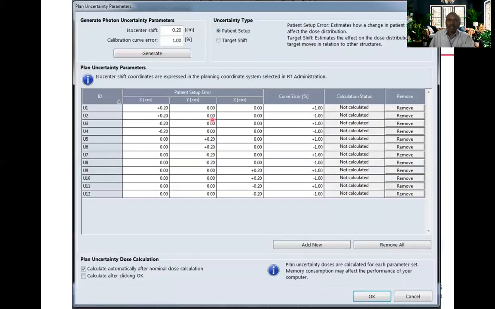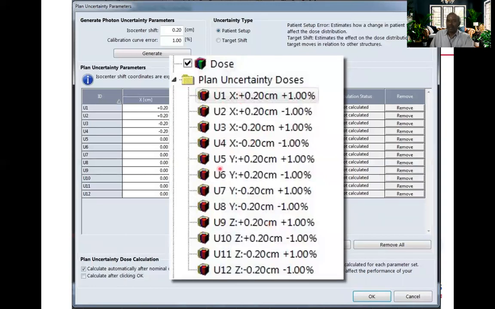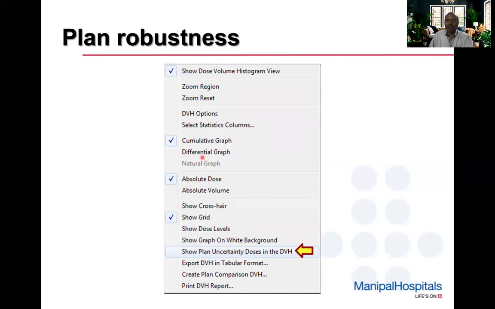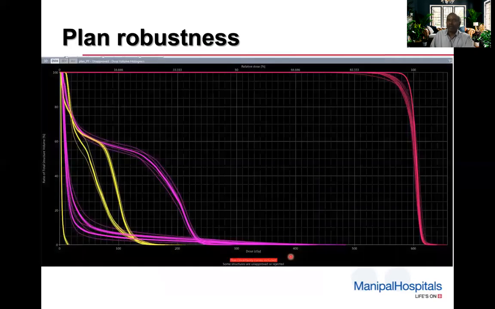Eclipse has a tool for evaluating plan robustness for different error scenarios. It will calculate different plans. You see here that 12 plans with 12 different uncertainties can be calculated, resulting in 12 different dose distributions, which can then be evaluated using the plan uncertainty doses in the dose volume histogram. So this is how it looks.